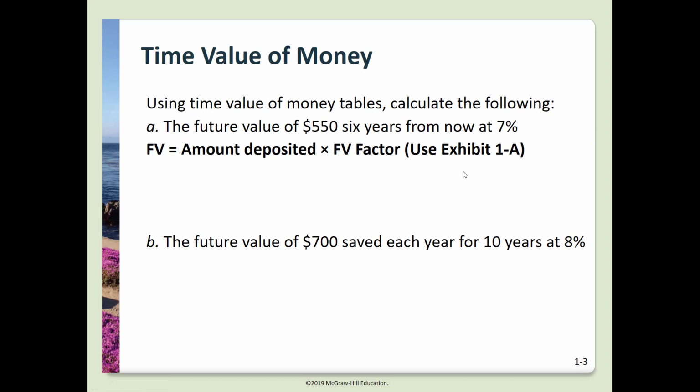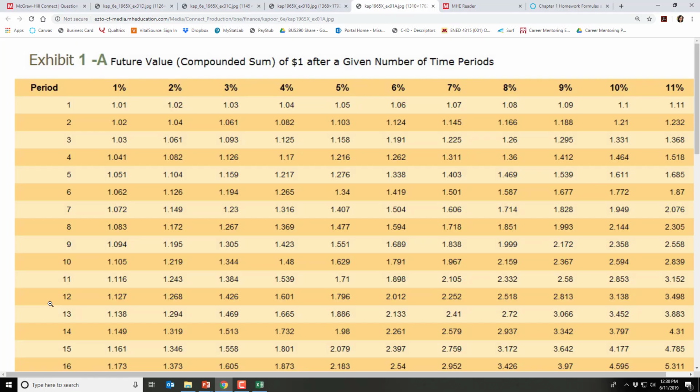Now in the real world, you wouldn't have someone telling you which exhibit to be using. While I give it to you in the homework so you can practice, over time as you see this more and more, you should be able to recognize when to use which factors for which scenario. So recall in our part A, we're looking at 6 years for our time period. So here on the left is the periods. So I'm going to go down until I find 6 years. So here's my 6. And the interest rate in that scenario was 7%.